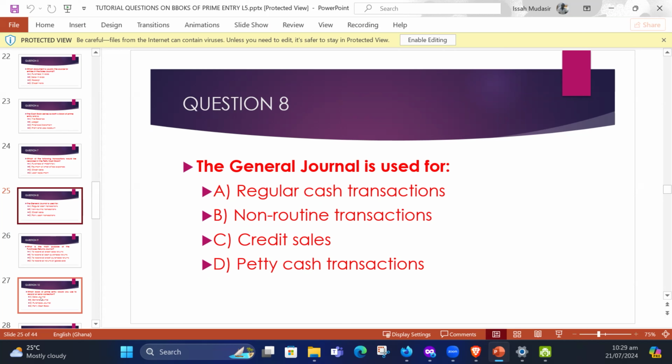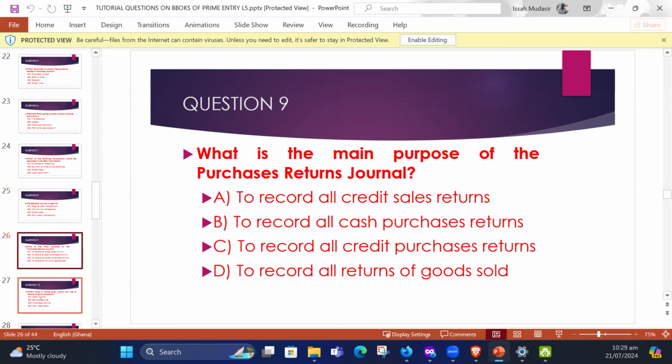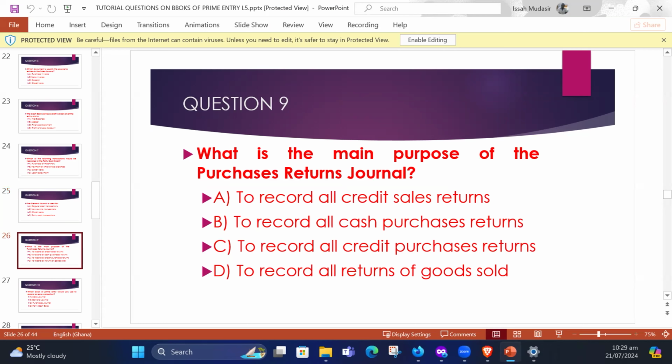So we talk about the general journal. Next question. What is the main purpose of the purchases returns journal? You are there. Just put the answer. It is A, it is B.